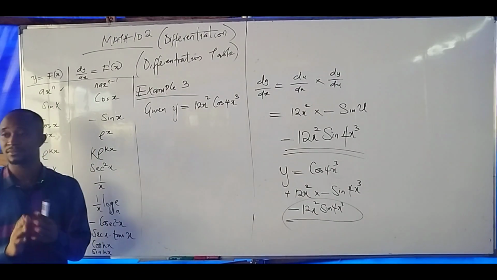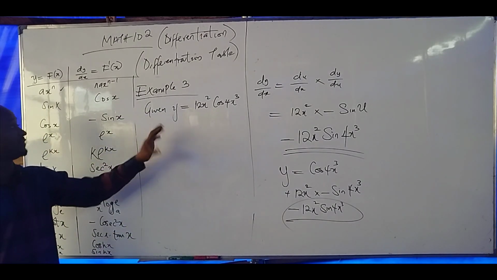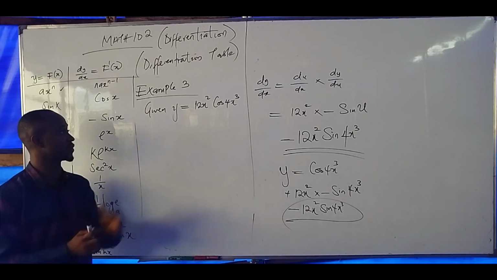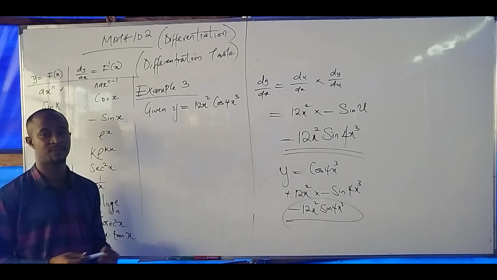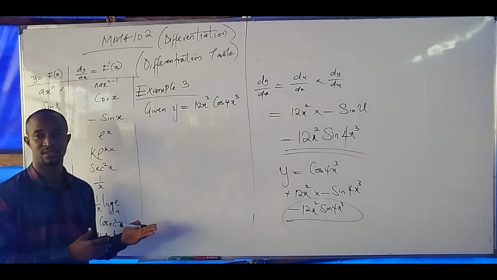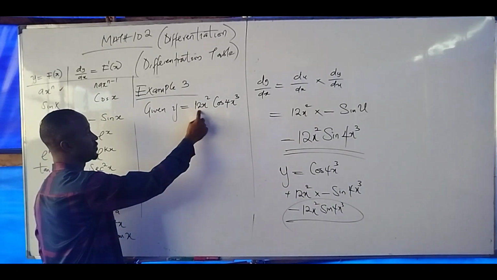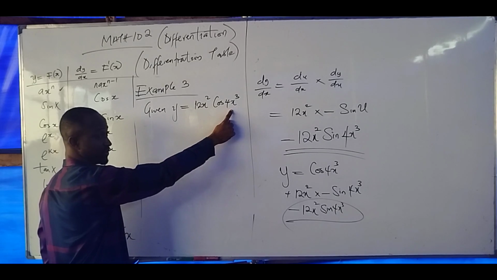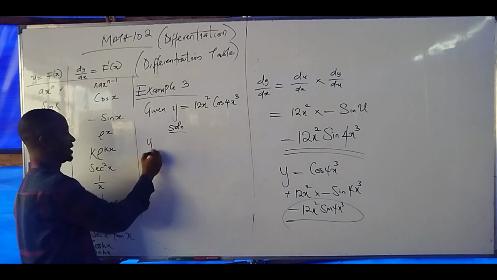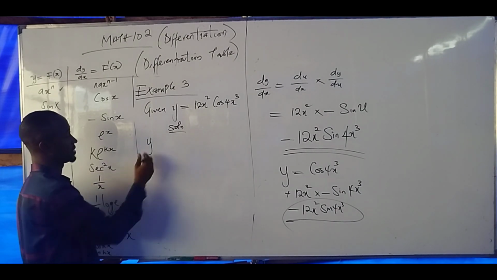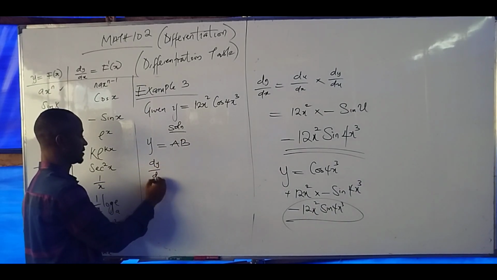Now listen, pay attention. Here we are giving example 3: y equals 12x squared cos 4x cubed, and we have to find dy/dx. Who can tell me what do we use to solve this? Product rule, because we now have two products. Don't forget, I gave us a general expression for the product rule that says if y equals AB, our dy/dx is what?